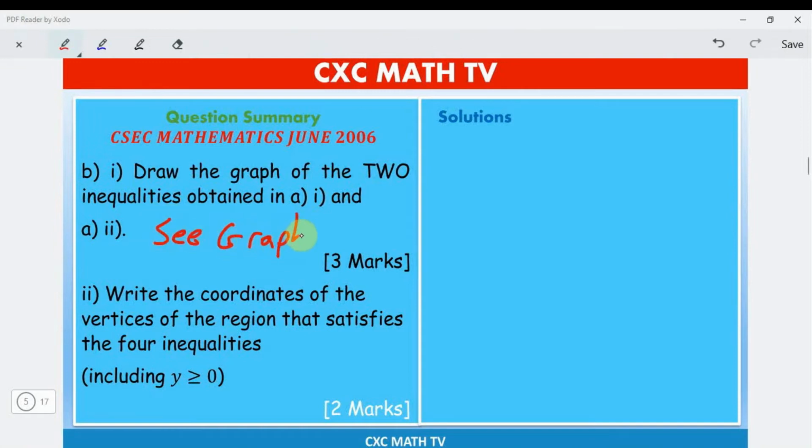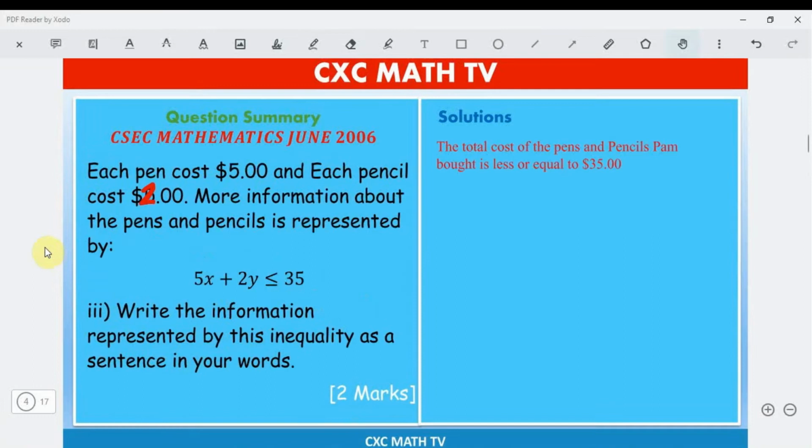Now, the next thing that they ask is to write down the coordinates of the vertices of the region that satisfy the 4 inequalities, including y greater than or equal to 0. So that means that we need to now sketch this graph. This is the line 5x plus 2y less than or equal to 35. Now you're probably wondering, how are we going to sketch that line?